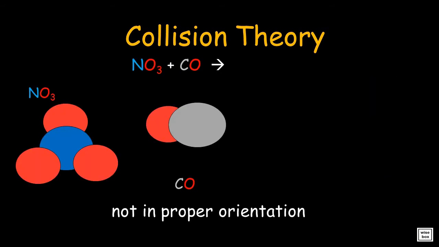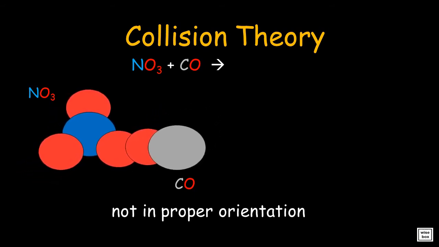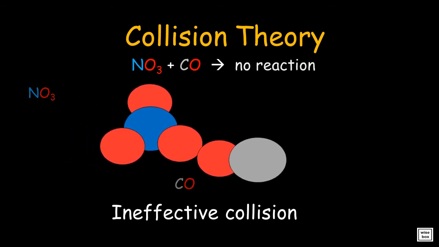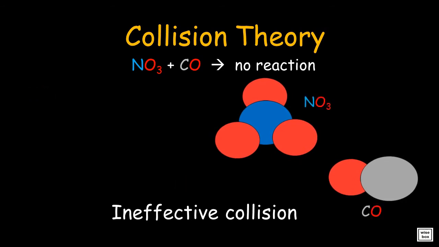Let's consider another reaction. Here is the collision of nitrate and carbon monoxide molecules. Notice that the carbon monoxide is not at the proper orientation. Thus, this is an ineffective collision of nitrate and carbon monoxide molecules. This produces no reaction. And the reactants just bounce apart, unchanged.